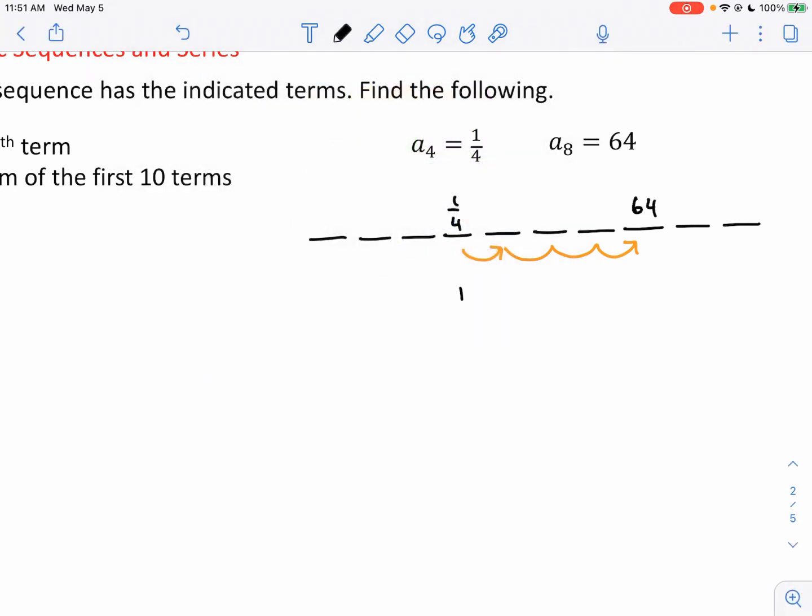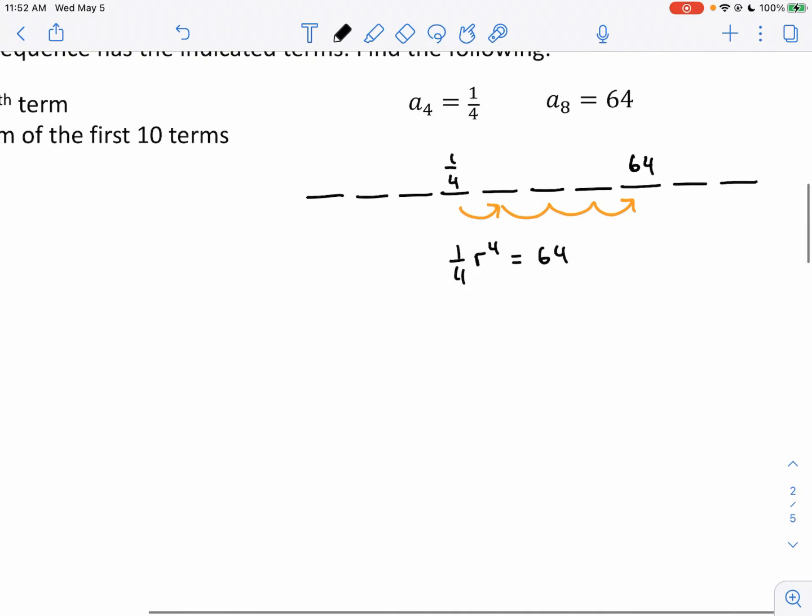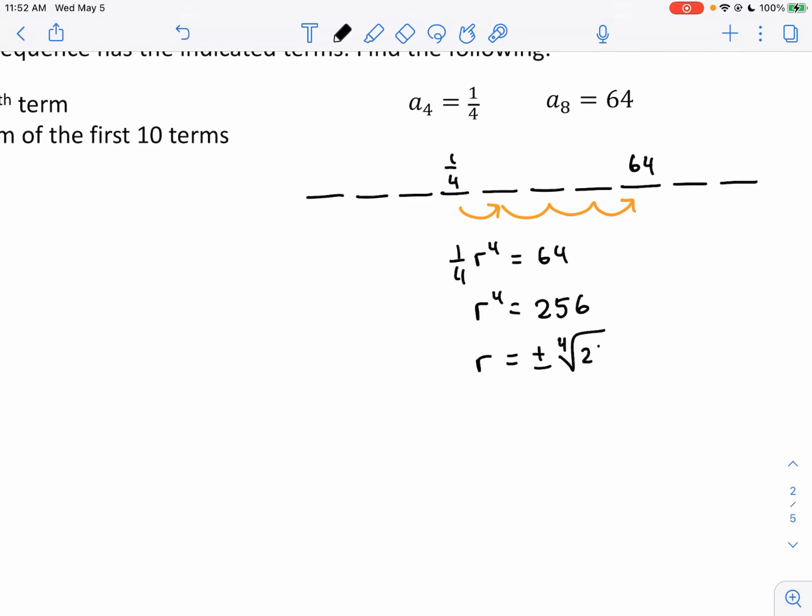So this tells me that 1/4 times the ratio to the 4th should give me the 64. And now we just have to figure out what r is. Solving for r, we get r to the 4th is equal to, let's multiply 4 times 64, that's going to be 256. And then we want to do the 4th root of that. When you do an even root, we get multiple answers. So we get plus or minus here, which opens up the possibility that there could be multiple answers to this scenario.